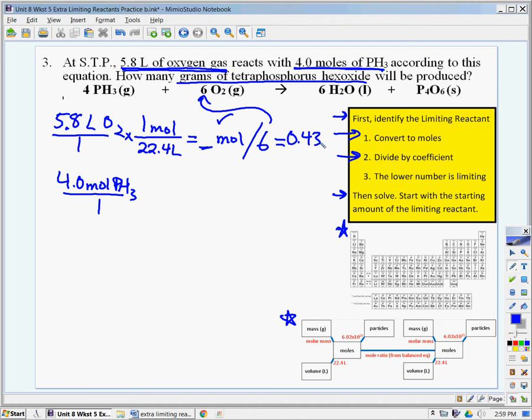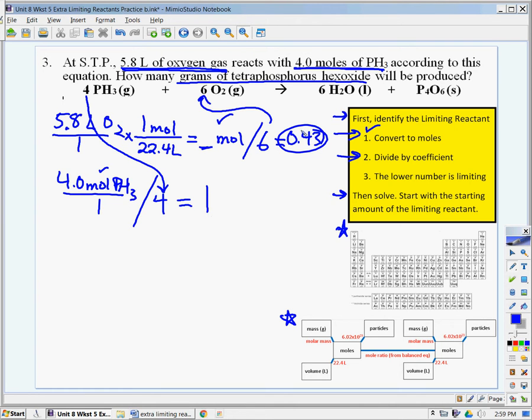Well, now we have to do the same steps with pH3. Step 1 is really easy for pH3, convert to moles, because it's already in moles. No need to go any further. Step 2 is divide by coefficient, so we're just going to take that 4 moles and divide by the coefficient. The coefficient of pH3 is 4. So 4 divided by 4 is 1.